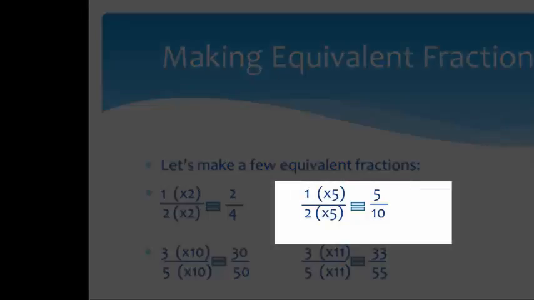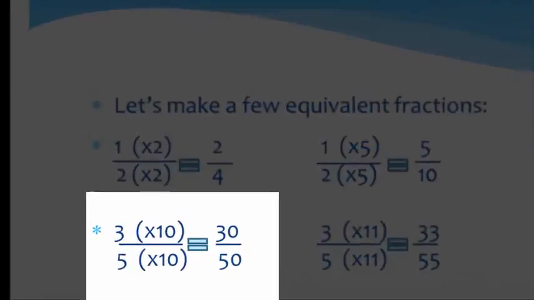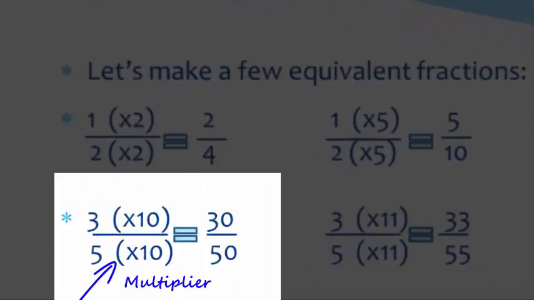Here I'm taking 1/2, but I'm going to use a multiplier of 5, or 5 over 5. So if I do 1 times 5, that equals 5, and 2 times 5 equals 10. So 5/10 is an equivalent fraction to 1/2. Here we're going to take 3/5 and use a multiplier of 10, one of my favorite multipliers because they're easy, because you just have to add a 0 on the back of each digit. But 3 times 10 is 30 and 5 times 10 is 50. So 30/50 is equivalent to 3/5.